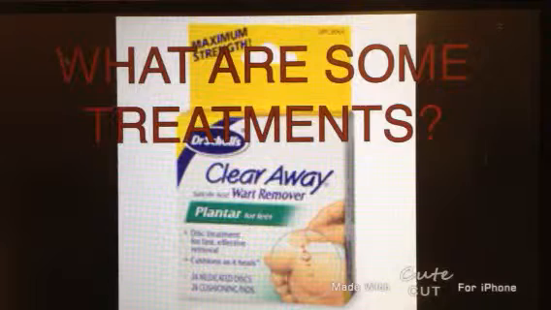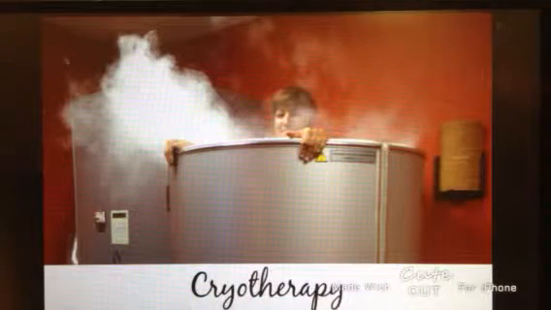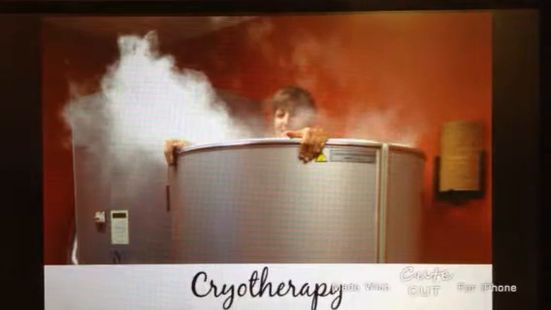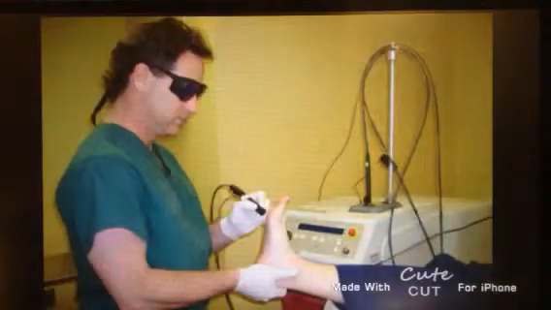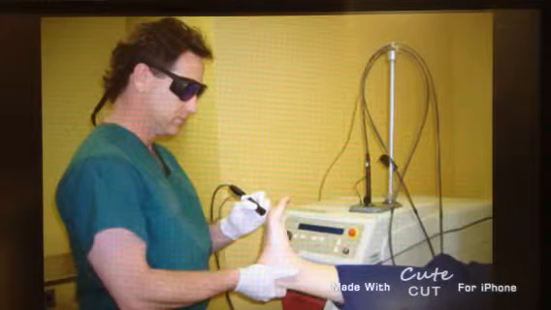What are some treatments? The first kind of treatment is salicylic acid, which you can find in a cream, gel, or paint form at a pharmacy without a prescription. Studies indicate that salicylic acid treatments usually get rid of most warts within 3 months.